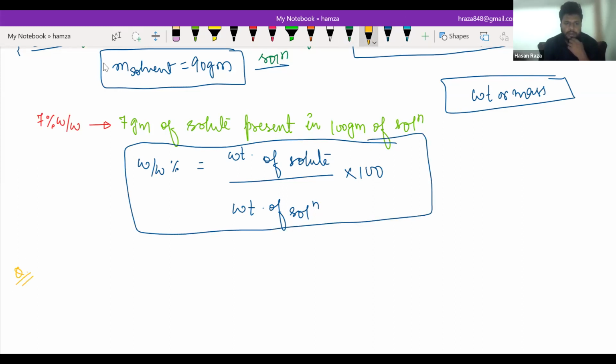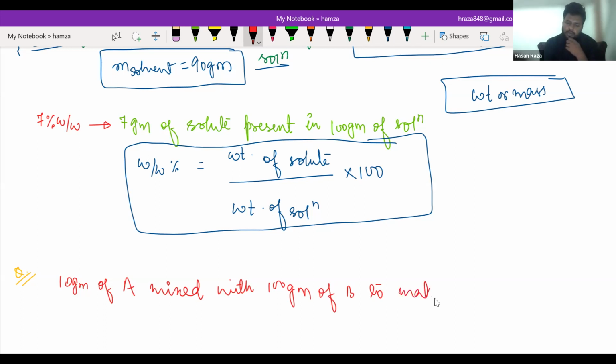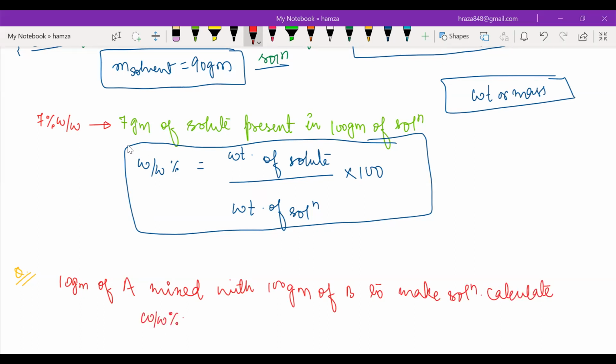Again, I'm going to give you a question. Please write it. 10 gram of A mixed with 100 gram of B to make a solution. Calculate weight by weight percent. Please do calculate. And weight of solute is 10 gram.